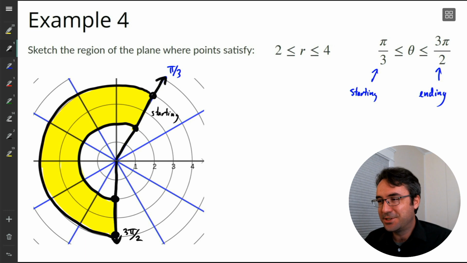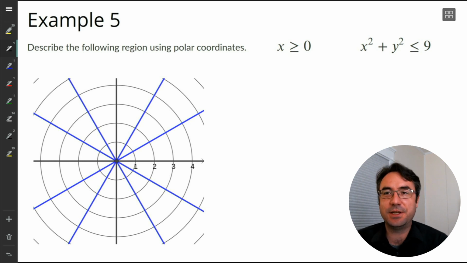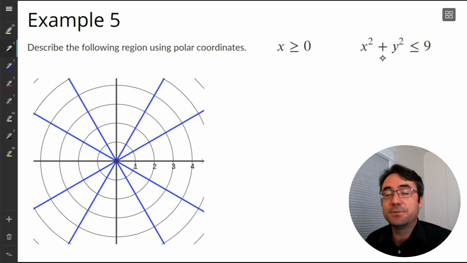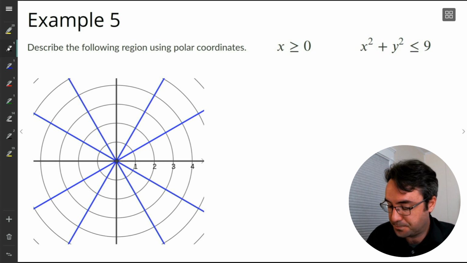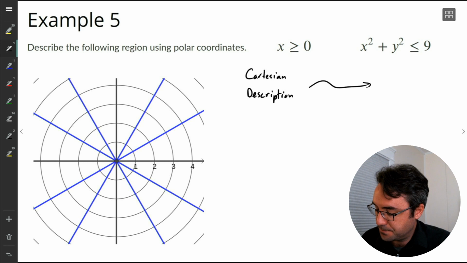All right, let's try another example. Let's describe the following region using polar coordinates. We're actually given a region here in terms of x and y. So this is a description for a region in terms of Cartesian coordinates. What we want to do here is convert this Cartesian description into polar coordinates.